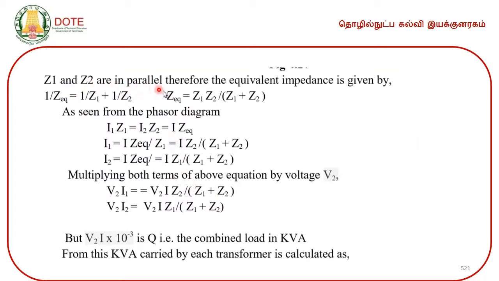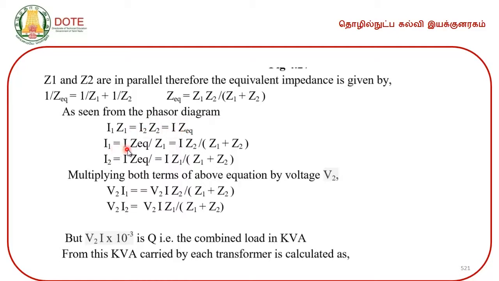Z1 and Z2 are in parallel, therefore the equivalent impedance is given by 1 by Z equivalent is equal to 1 by Z1 plus 1 by Z2. So, Z equivalent is equal to Z1 Z2 divided by Z1 plus Z2. As seen from the phasor diagram, I1 Z1 is equal to I2 Z2, which is equal to I Z equivalent.